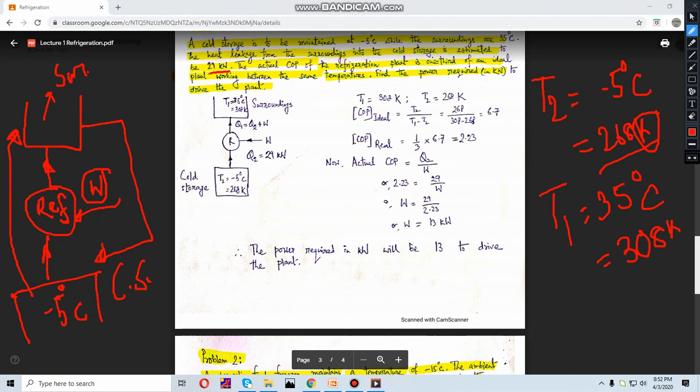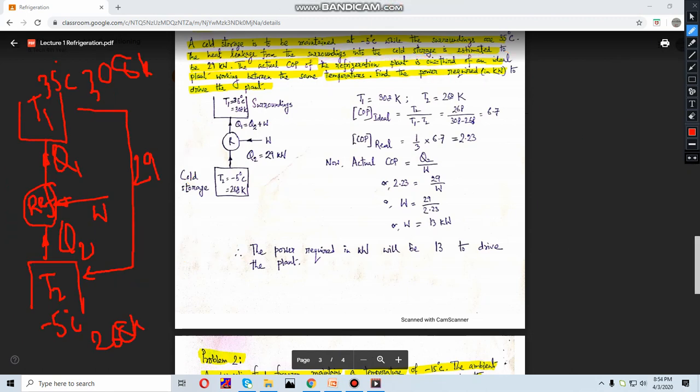Now you can see that the heat leakage from the surroundings into the cold storage is estimated to be 29 kW. Now this Q2, the heat leakage, is what we are concerned with. The refrigerator has to take out this amount of heat. This kilowatt is because it is kilojoule per second. That means per 1 second 29 kilojoule of heat is coming from the surroundings into the cold storage, which will not allow the cold storage to maintain its temperature at -5 degrees Celsius. That is why the refrigerator is taking out this heat continuously. So the refrigerator has to take out this 29 kilojoule per second of heat continuously in a cyclic manner so that the cold storage maintains its temperature at minus 5 degrees Celsius. That is the problem here.